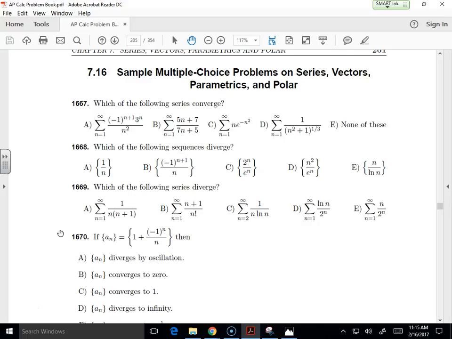Isn't this multiple choice? So that's like, if we know that E, oh, but it's oscillating to 0. Yeah, it's oscillating zero. So the following series diverge.